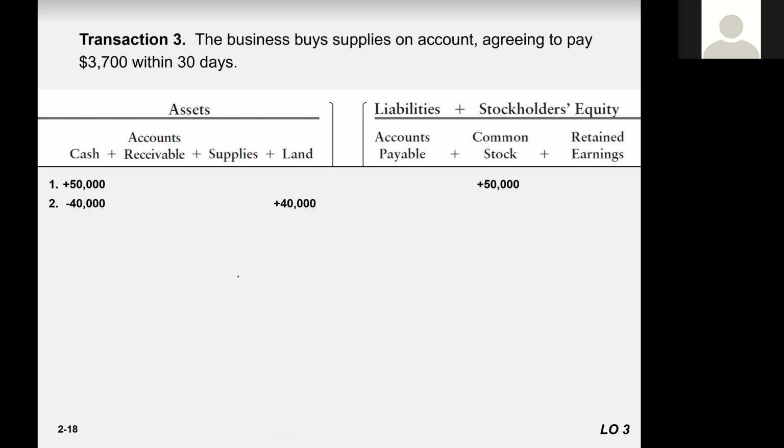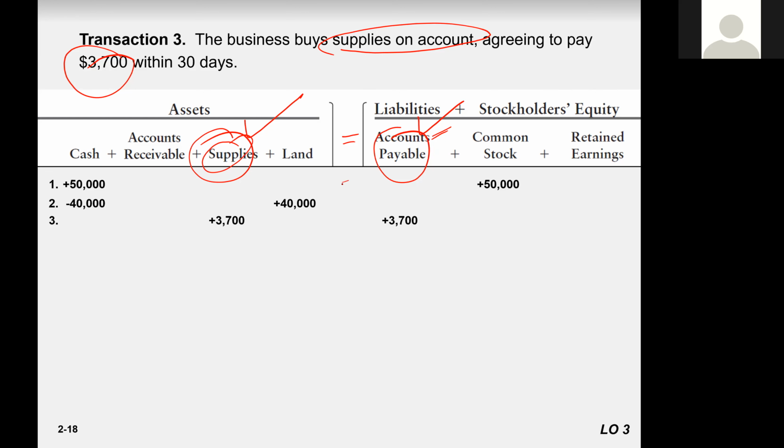Now, the third one is the business buys supplies on account. Buys supplies on account means we are buying from our supplier and we have to pay within 30 days. So how much worth of supplies are we buying? 3,700. These two accounts are involved. We will be receiving supplies, and what is the given side? We will be giving an outsider claim. See, this equation is balanced, right?